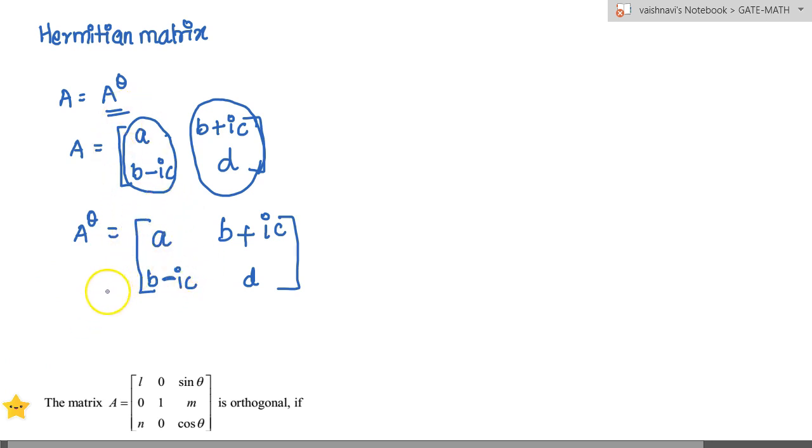So A is equal to A theta. If a matrix is like this, we will call it a Hermitian matrix. And the Hermitian matrix will be real if the diagonal elements are real. So here the diagonal elements are A and D. It is real, so it is called a real Hermitian matrix. Next is skew Hermitian matrix.